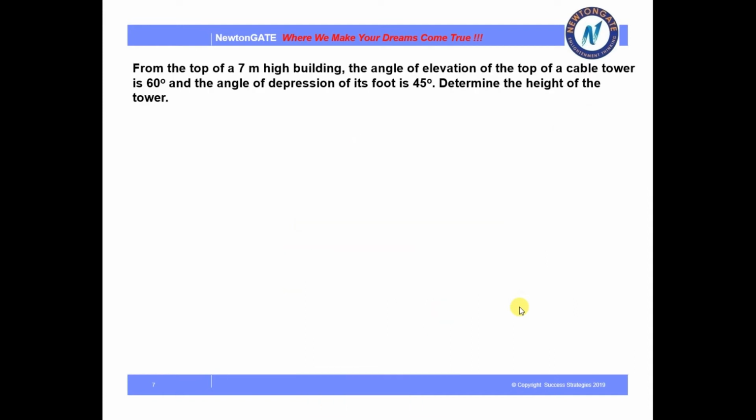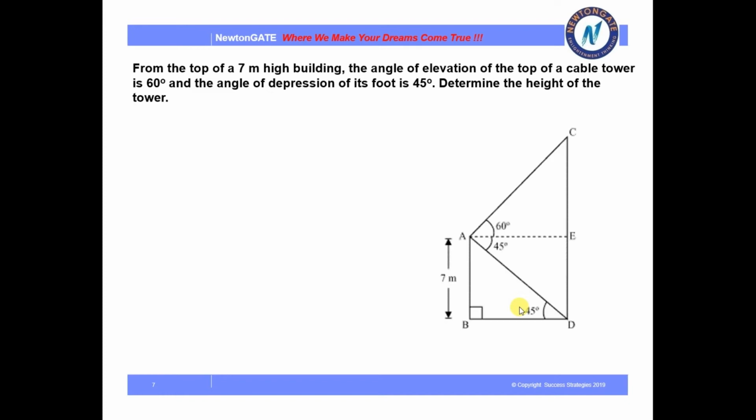So the question says, from the top of a building 7 meter high, the angle of elevation of the top of a cable tower is 60 degrees and the angle of depression of its foot is 45. Determine the height of the tower. So we are given the height of the building. AB is the building and CD is the tower. The height which we have is 7 meter.